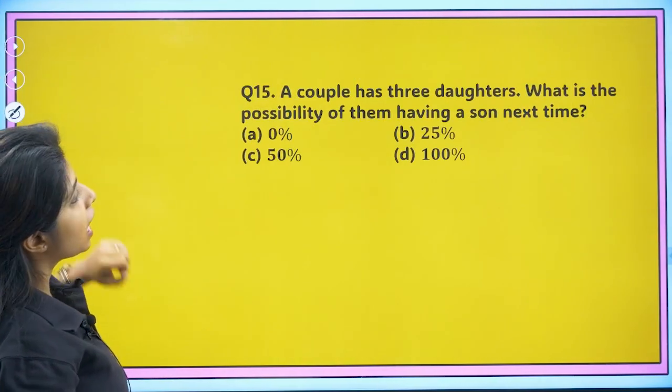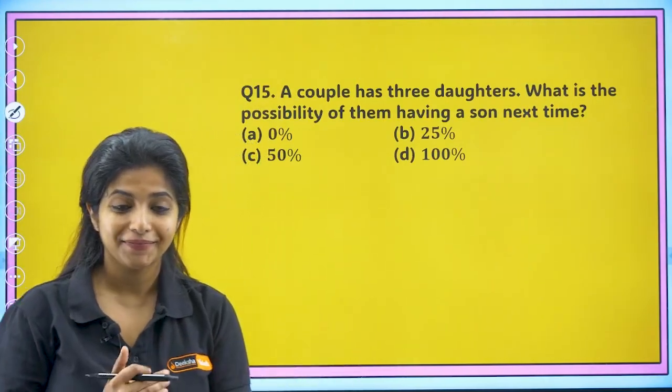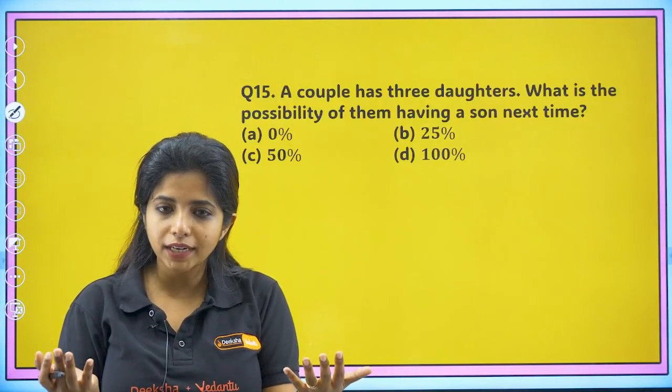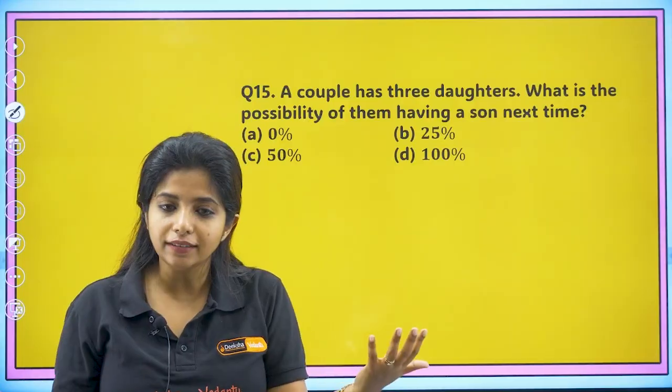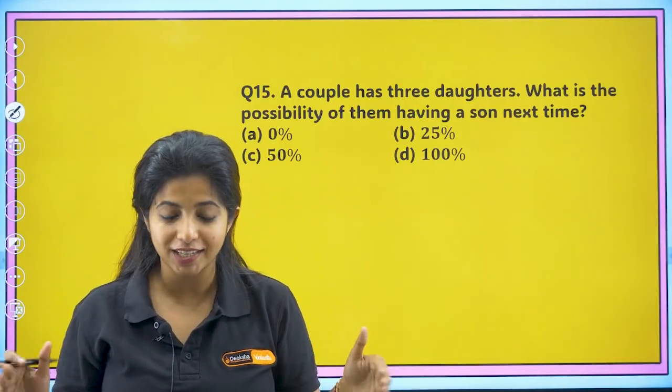Now going ahead, a couple has 3 daughters. What is the possibility of them having a son next time? So we see the mother and father had 3 daughters. Can you predict whether the next one will be a daughter or a son? Can you do that? No one can do that because there is a 50% chance. Why, ma'am?